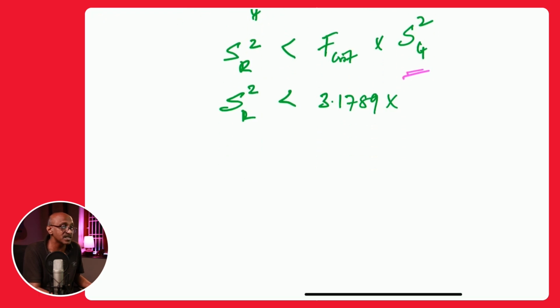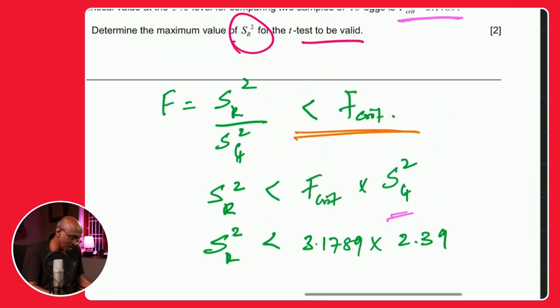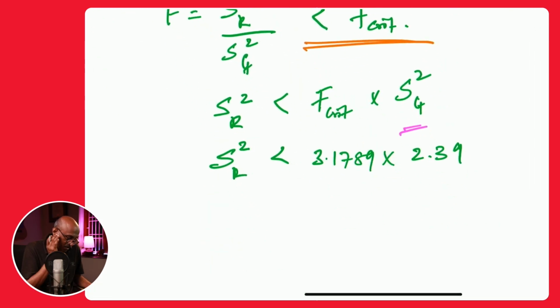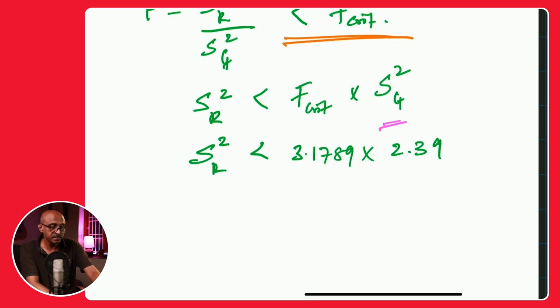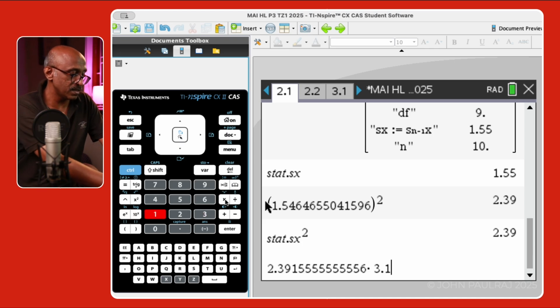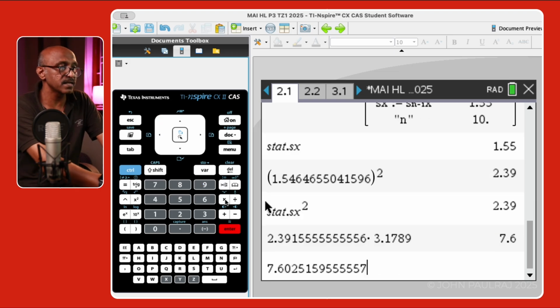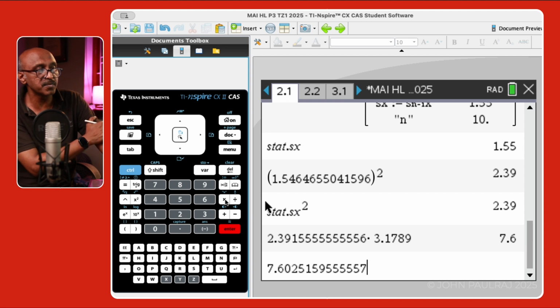What is the value you got? It is 2.39, up to 3 SF. Once we do that, I think we are through, and I'm going to go to the calculator to do this. Hope this is clear. This value is already there, good, and I'll just multiply this by 3.1789. When I do that, I get the value of 7.6. Let me just write 7.60 up to 3 SF.